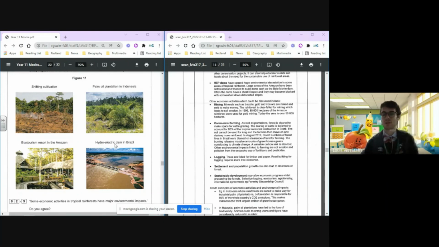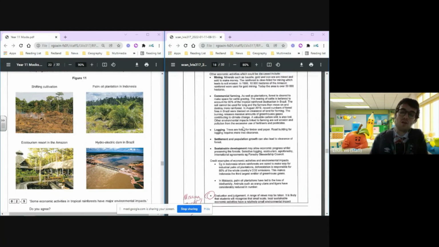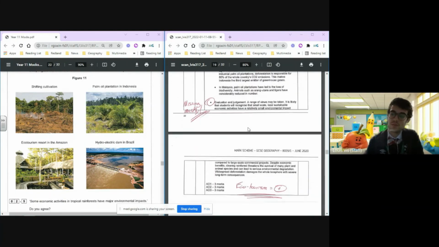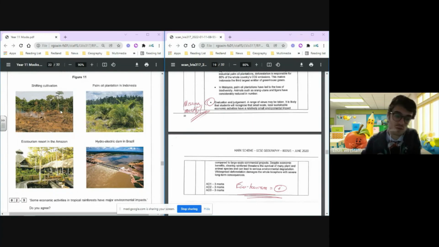Hydroelectric dams, depending on how you argue it. Yeah, I know a lot of the time it'll be a bit biased, but the key thing there is you have to mostly evaluate and make a judgment. A range of views may be taken. It's likely that students will recognize small scale local sustainable activity has a relatively small impact. Okay, so you could also say, well, small scale planting has a really teeny tiny impact. What is a big impact is huge commercial farms. So that was your 9 marker for Living World.